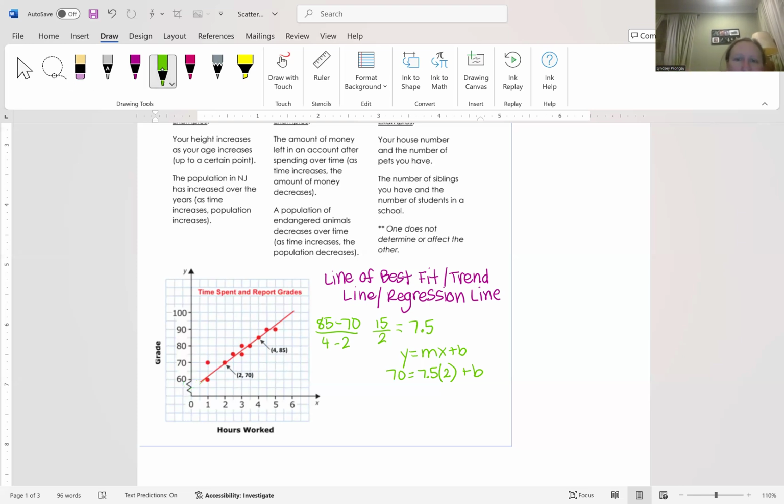So we're going to plug things in. We get 70 equals 15 plus b. We subtract our 15 and get b equals 55, which means our line of best fit is 7.5x plus 55. And that is where we are going to stop with part 1, and you are going to do a little bit of practice. Then next class time, we will talk about using technology and doing part 2.